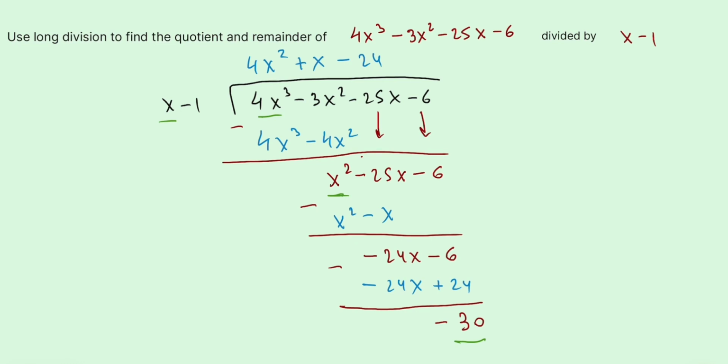Since we have a remainder that we cannot divide by x, we are now able to write the answer. The answer for 4x cubed minus 3x squared minus 25x minus 6 divided by x minus 1 is 4x squared plus x minus 24, which is this answer right here, plus the remainder, negative 30, over our factor, x minus 1. This would be the answer.